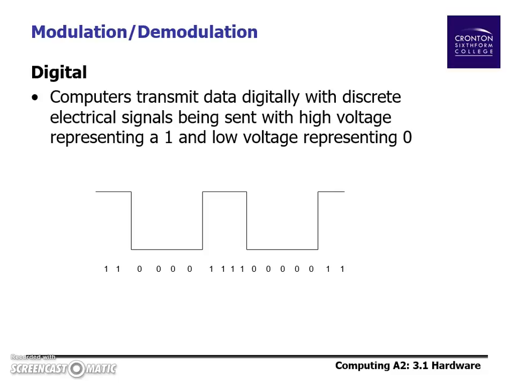So when we're looking at a digital signal, computers transmit data digitally with discrete electrical signals being sent with a high voltage representing a 1 and a low voltage representing a 0. So as you can see here, we've got a high voltage for a 1, a low voltage for a 0. High voltage for a 1, low voltage for a 0.